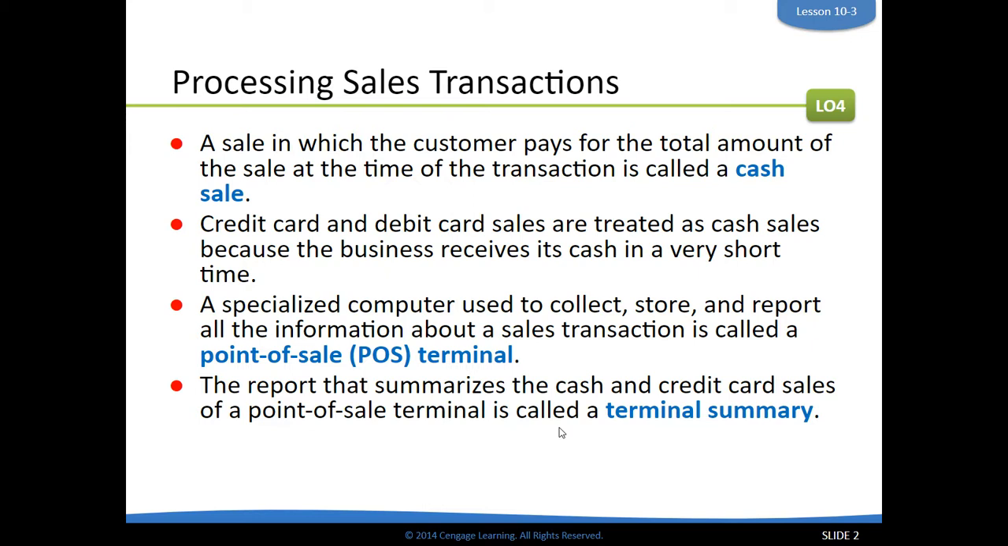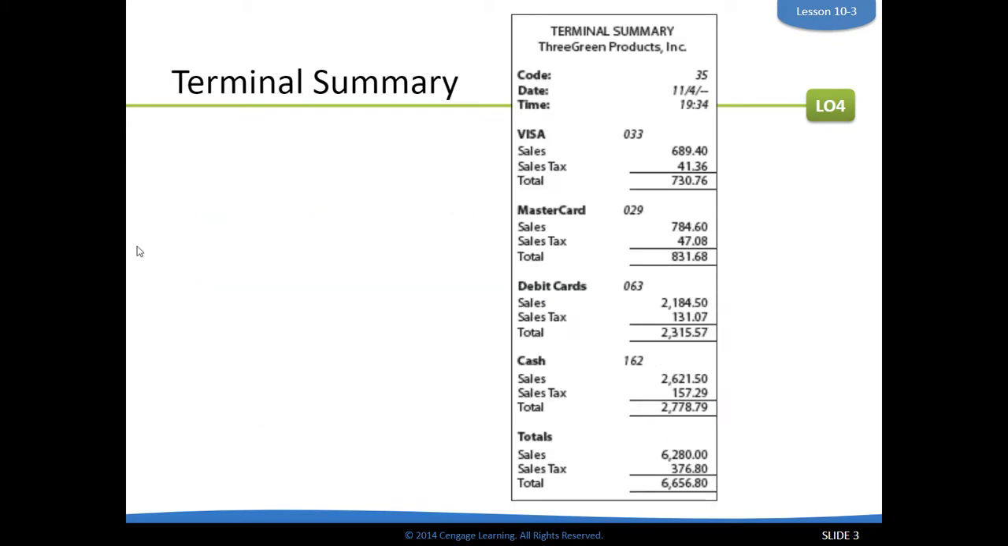Credit and debit card sales are treated as cash sales because the business receives its cash in a very short time. What then happens is we use the POS terminal, and this is a specialized computer used to collect, store, and report all the information about the sales transactions. And from there, we generate what's called a terminal summary, and that is the report that summarizes the cash and credit card sales of a point of sale terminal for that specific day. It is then going to be utilized as the source document.